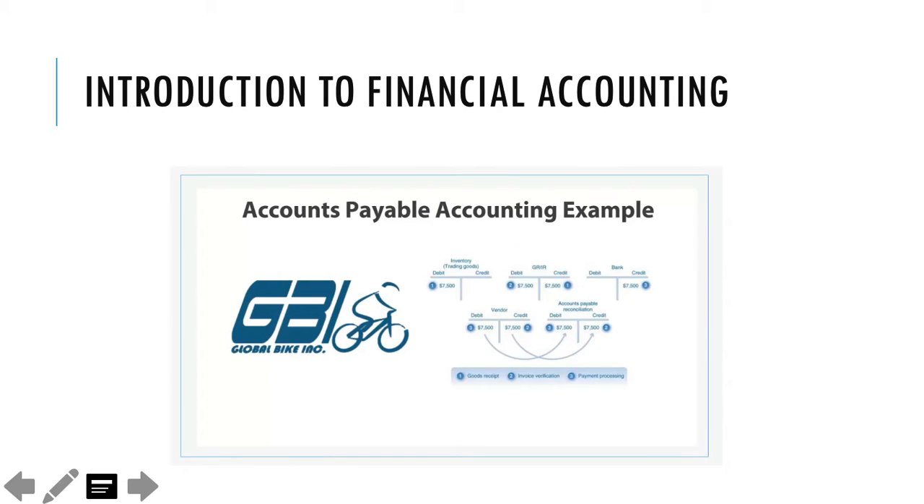So over here we see the three main activities in procurement: step 1 is posting the inventory value, step 2 is posting the invoice on the vendor, and step 3 is posting the payment to the vendor.